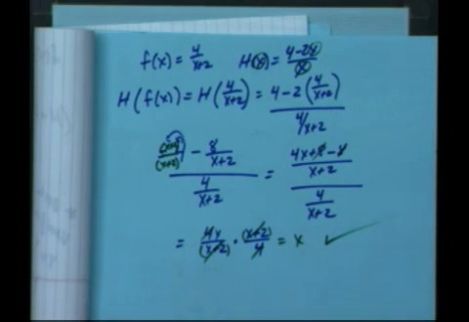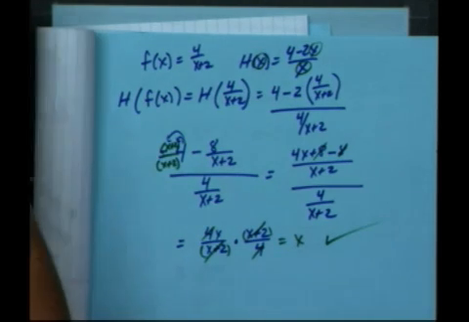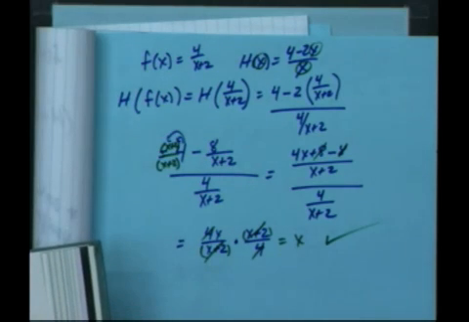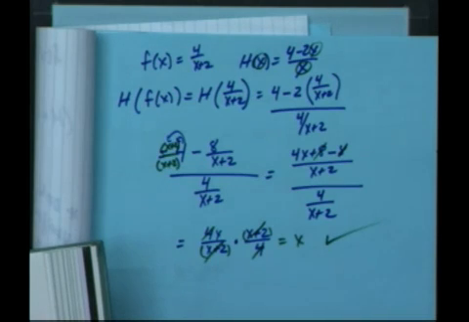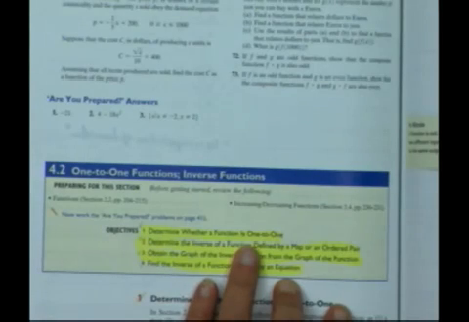Everybody good? All right, I think what we want to do is just flip through the pages of the book and make sure we got all the theorems and definitions, and make sure everything's good for section 4.2. All right, I'm on page 404. Determine whether a function is one-to-one. We know how to do that, correct?